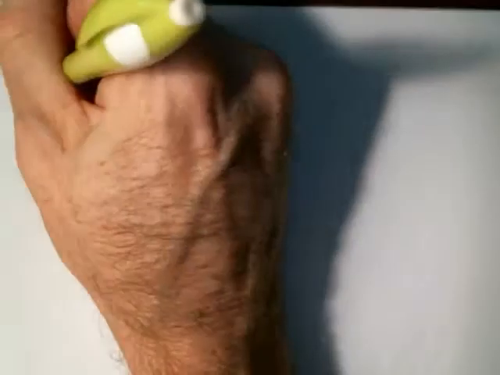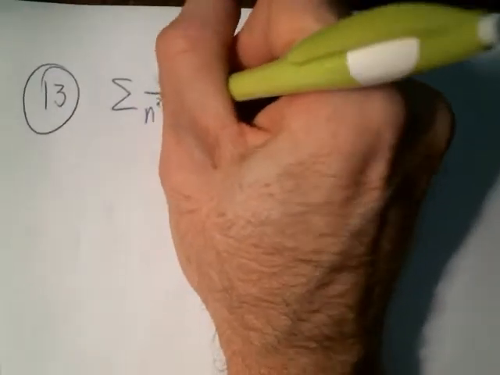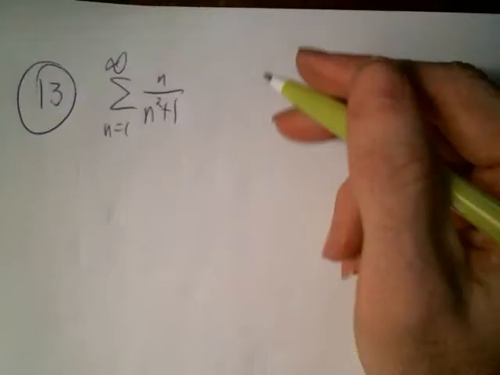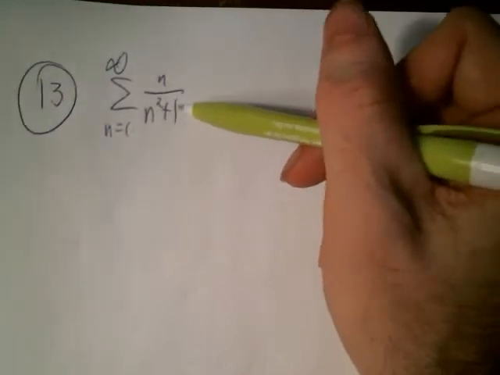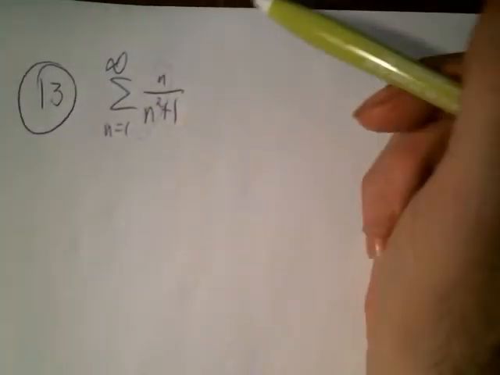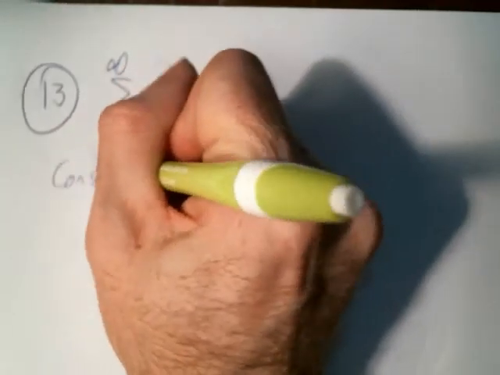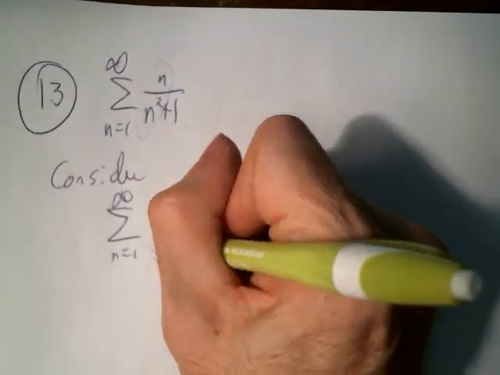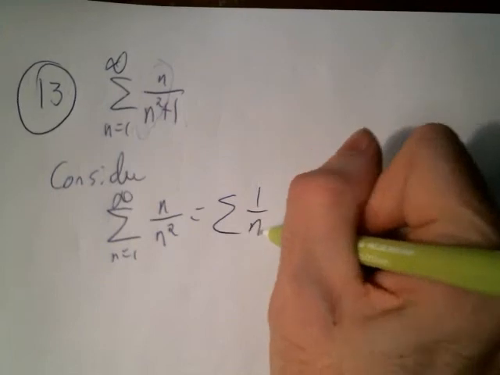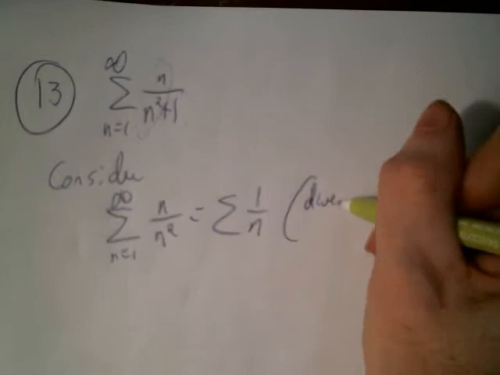Okay, so let's look at 13. We have the series of n all over n squared plus 1 from n equals 1 to infinity. The way you pick your series is basically the same way as before. You're just chopping off this unused term. In other words, we're going to look at the series with just n over n squared. So consider the series n equals 1 to infinity of n over n squared, which is the series of 1 over n, which of course is the divergent harmonic series.